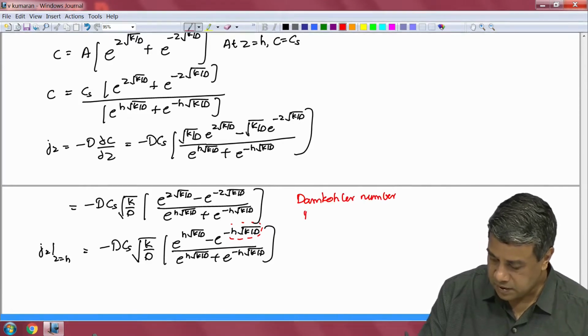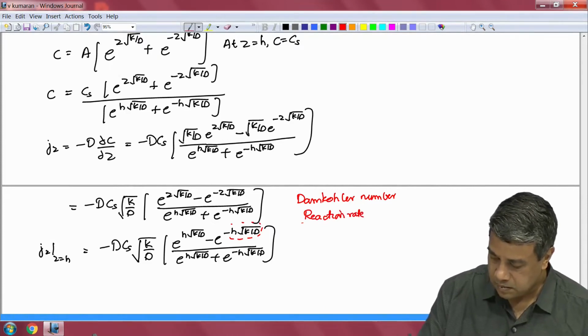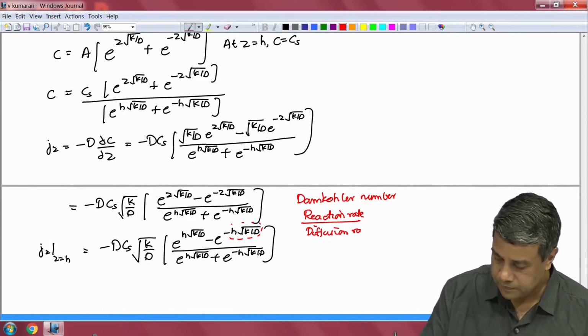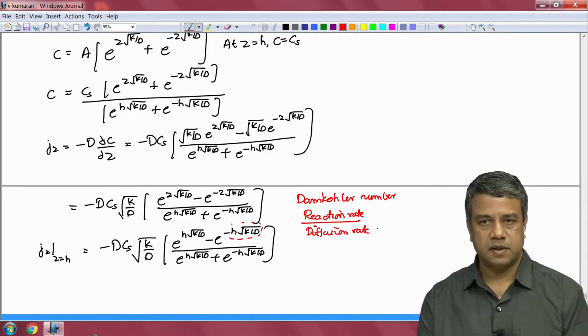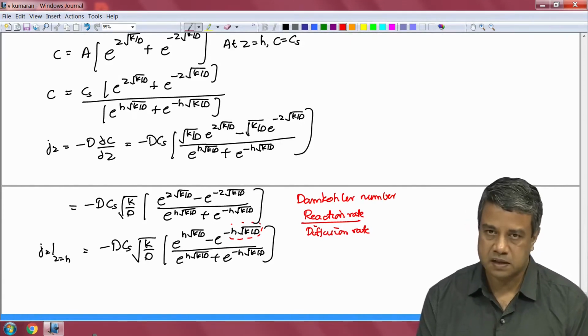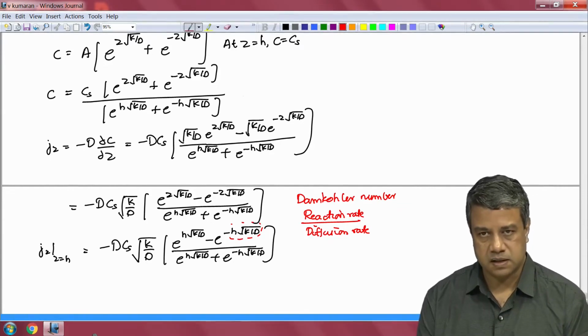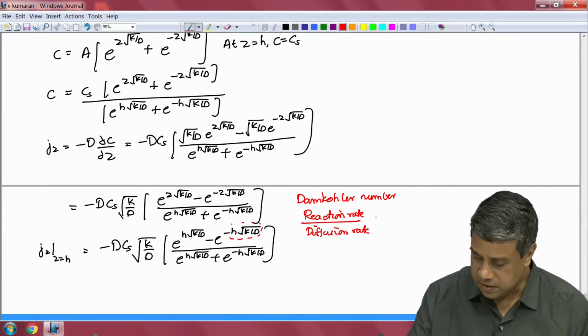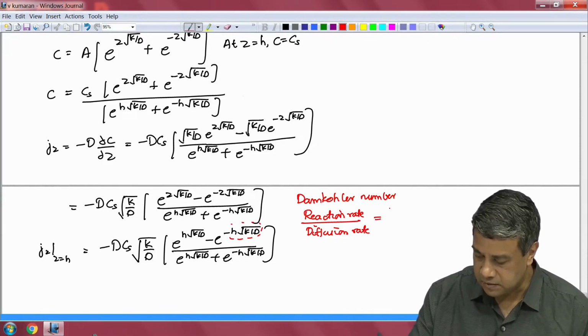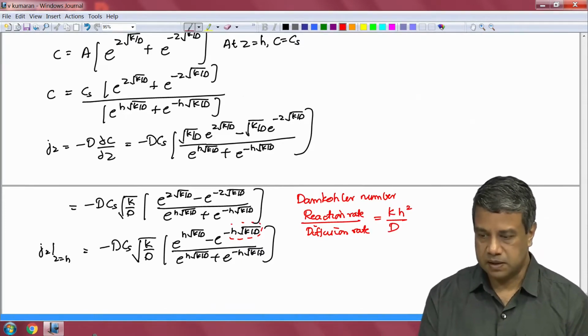It is the ratio of the reaction rate by diffusion rate. The reaction rate by diffusion rate has to depend upon the reaction rate constant, the diffusion coefficient, and the characteristic length scale. And from dimensional analysis, you can verify that this is equal to k times h square by D.